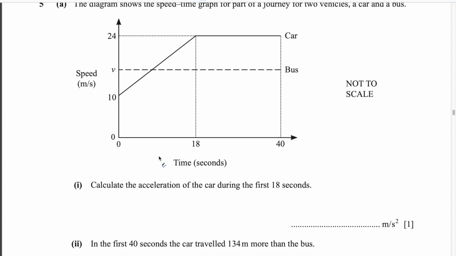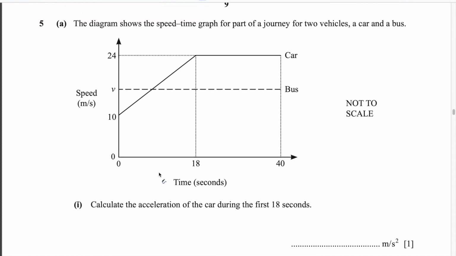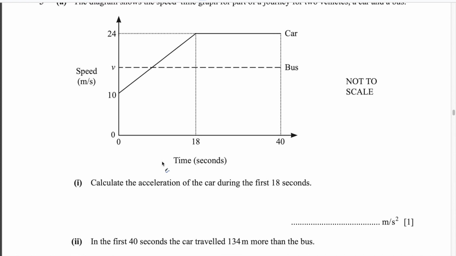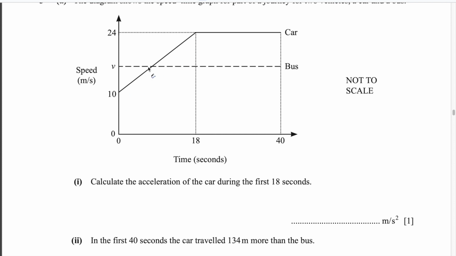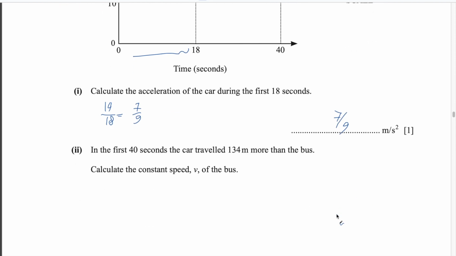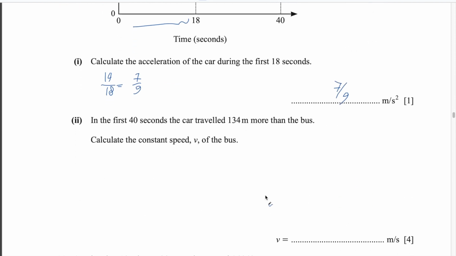Calculate the acceleration of the car during the first 18 seconds. In a speed-time graph, acceleration is represented by the gradient, because it is changing speed over changing time. So the change in speed, 10 to 24, will be 14, over the change in time, 18, which simplifies to 7/9. So 7/9 meters per second squared.